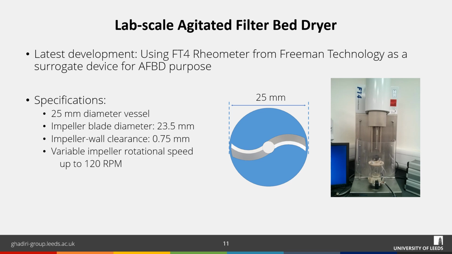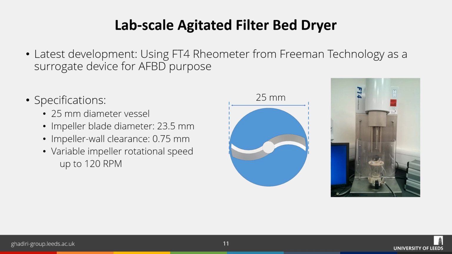As I mentioned earlier, the FT4 rheometer is an ideal surrogate device for our AFBD purpose. One, that's because it's a commercial flow characterization device widely adopted in various industries. And two, it has high precision torque measurement and impeller motion control.